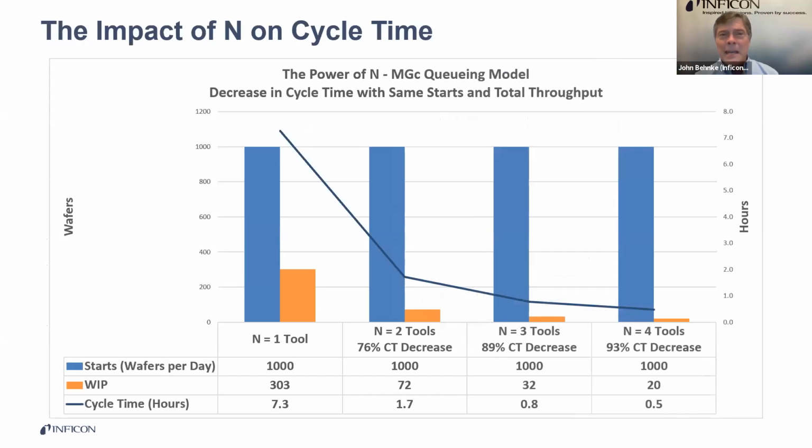So N is a big deal. We mentioned that. In the extreme case, if you had a factory that had 1,000 starts per day, you look at the cycle time, and you try to do 1,000 wafers per day. If you only had one tool in that particular flow, literally it would take you 7.3 hours.